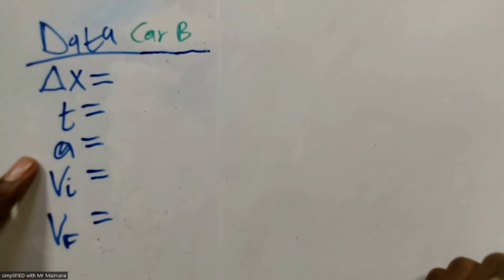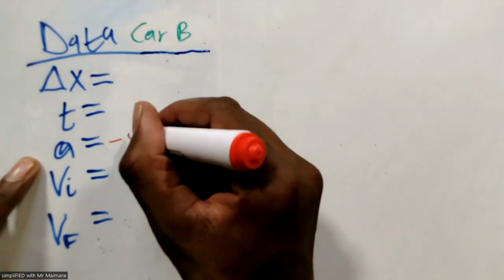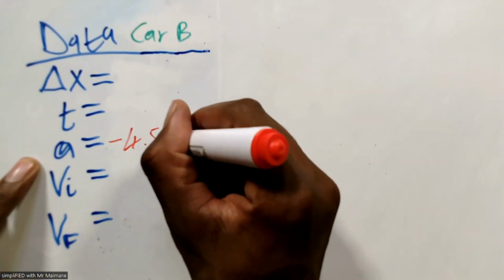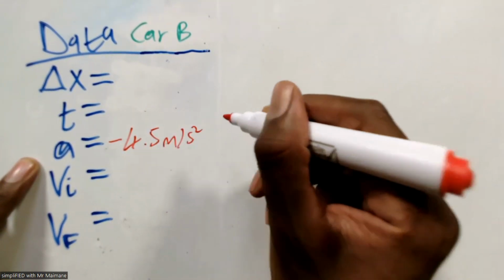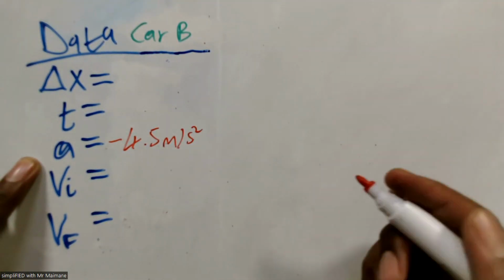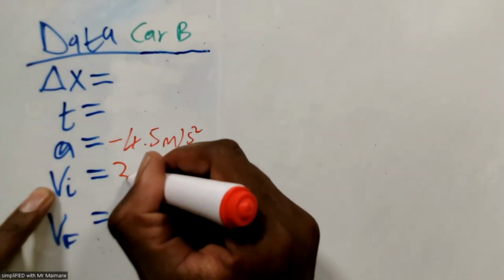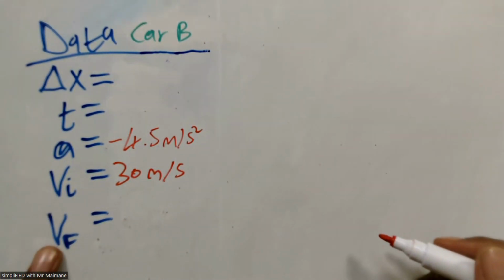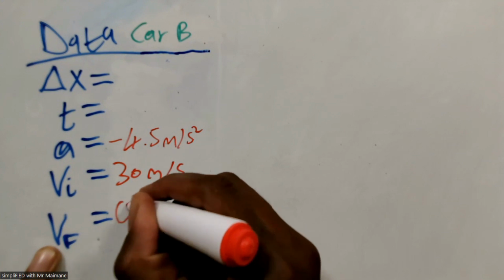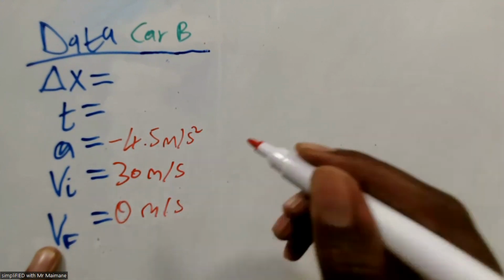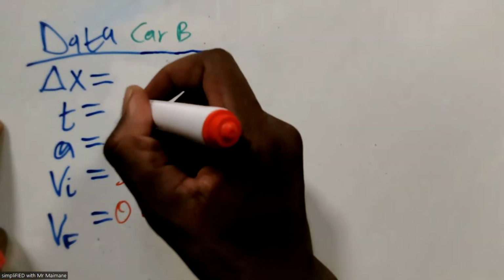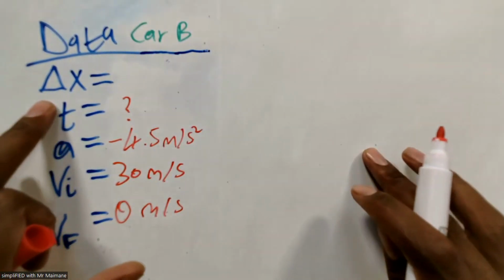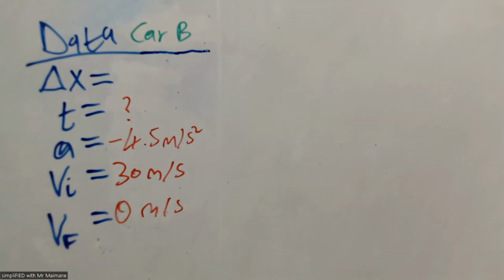So now let's get the information we have about car B. The acceleration is the same. They're both accelerating at 4.5 meters per second squared, so the acceleration of car A and car B are both the same. But the initial velocity for car B was 30 meters per second. It also comes to rest after they apply the brakes, so the final velocity is the same for both, because they both have to stop. We don't know the time.